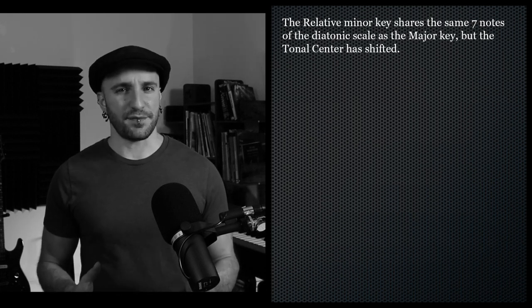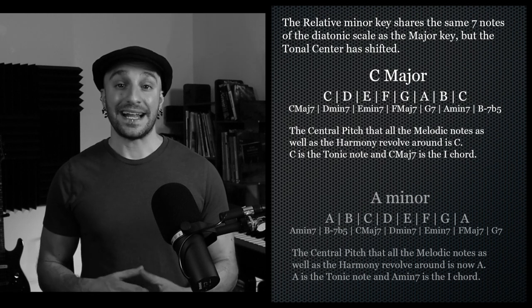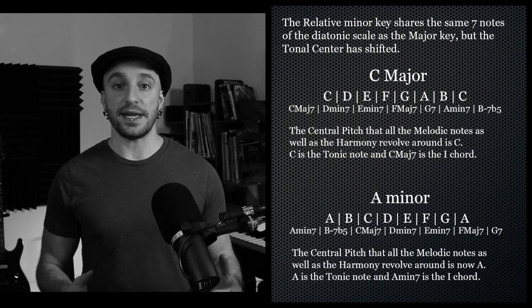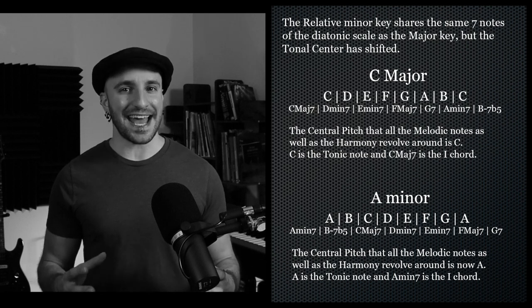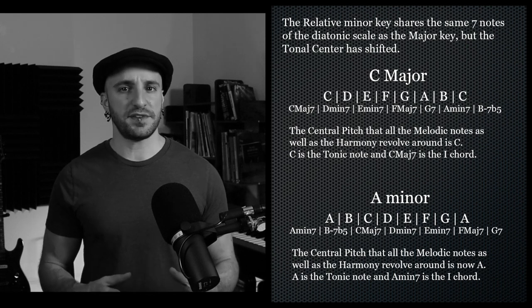Relative minor is a bit different. If you take C major again, its relative minor is A minor. That's the minor mode that begins on the sixth degree of C major. Both keys share the exact same seven notes of the diatonic scale, but the tonal center has shifted from C to A.